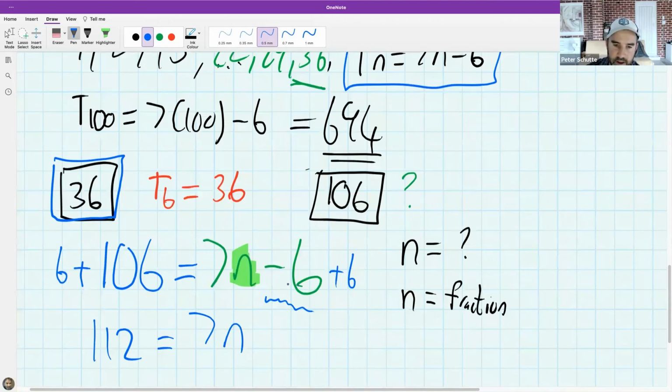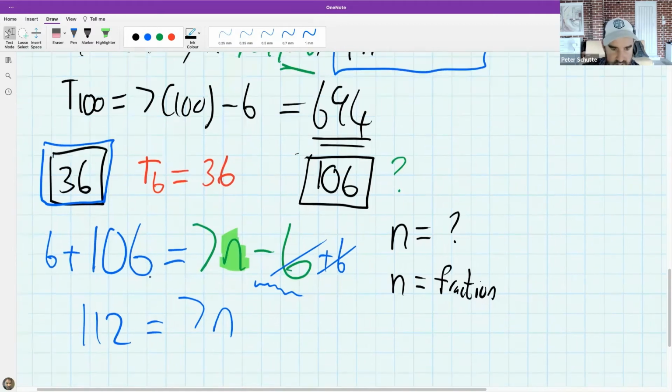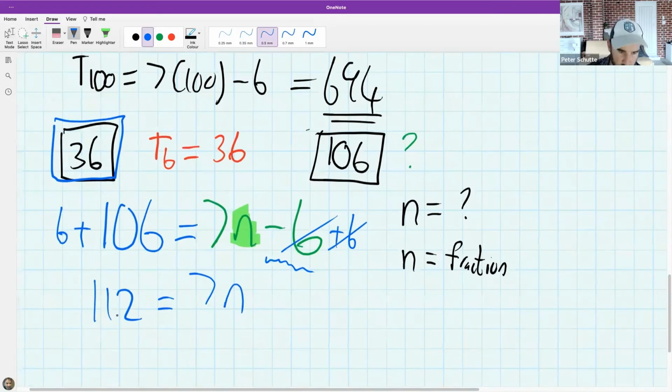Okay, so notice how the -6 and the +6 knock each other out. And as long as I haven't made a silly mistake, I get that. Then what I need to do is divide that by 7. Okay, and why do I need to divide by 7? Well, because dividing by 7 is the opposite of timesing by 7.